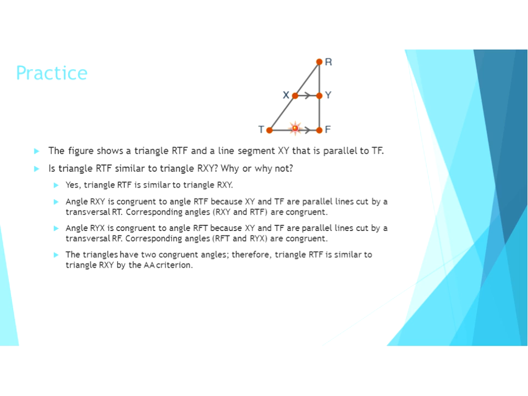TXY and TF, so this line and this line, they are parallel lines. So that means that these angles are congruent, and this one and this one. So because all the angles are congruent, that means that they are similar triangles because they have at least two congruent angles. Are there any questions about 2.07 before we do the Module 2 review?